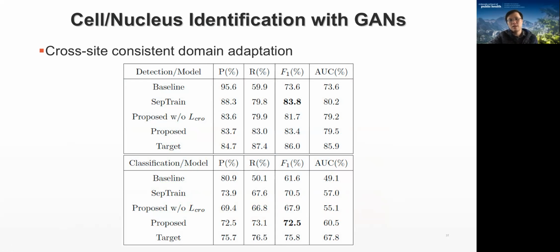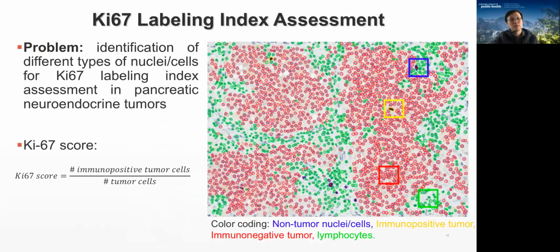And the next project I would like to discuss is Ki-67 labeling index assessment. The Ki-67 labeling index, or the Ki-67 score, is a biomarker which can be used to determine the grade of pancreatic neuroendocrine tumors. And this score is defined as the number of immunopositive tumor cells over the number of total tumor cells. So in order to compute this score, we need to differentiate different types of cells in the images. We need to classify the immunopositive tumor cells, immunonegative tumor cells, and non-tumor cells as well.